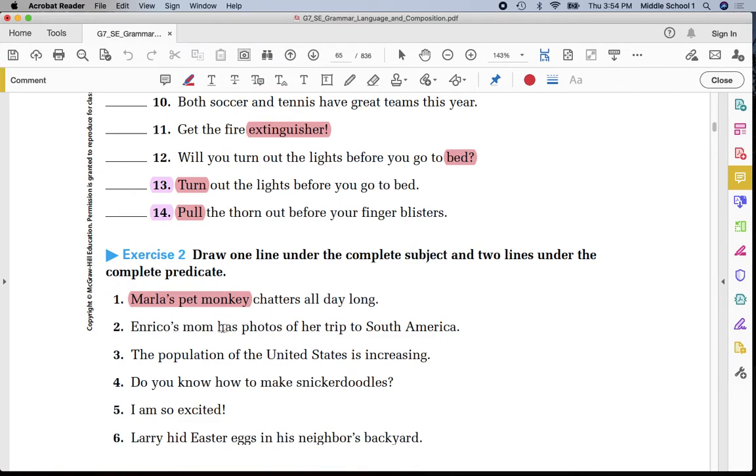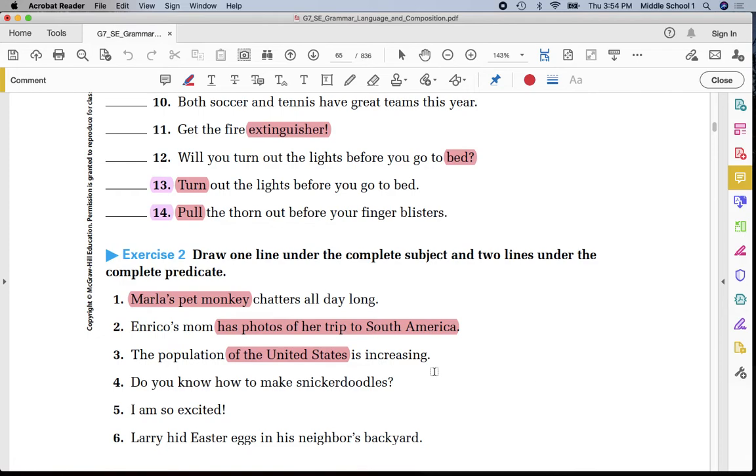Enrico's mom. The predicate is has. Has photos of her trip to South America is the complete predicate. And the line would go between mom and has. Mom is the simple subject, has, simple predicate.